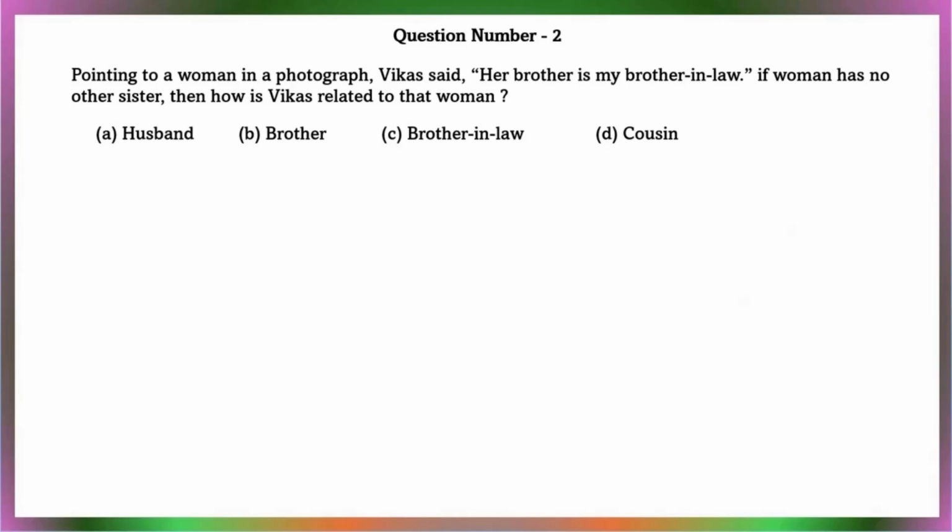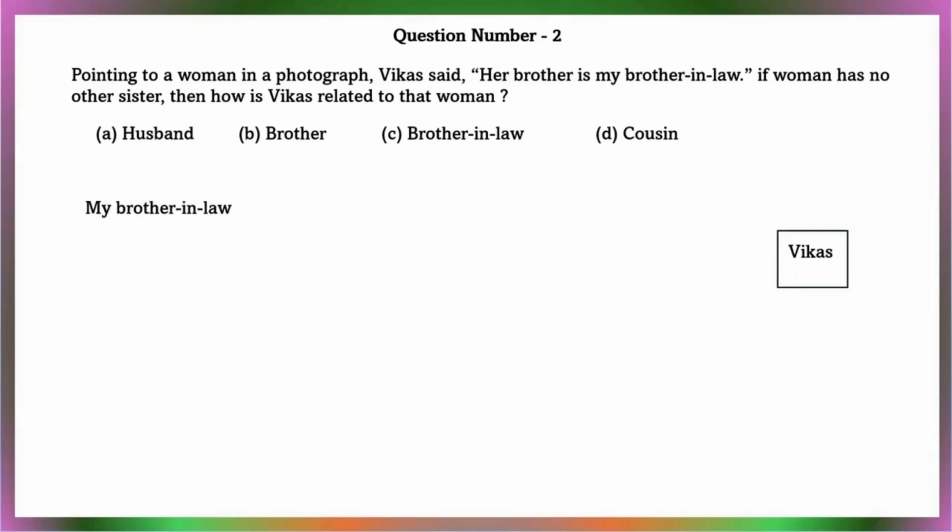Question 2. Pointing to a woman in a photograph, Vikas said, "Her brother is my brother-in-law." If the woman has no sister, then how is Vikas related to that woman? We draw Vikas first. Let's understand the statement. Her brother is my brother-in-law. Now look for the word "my".